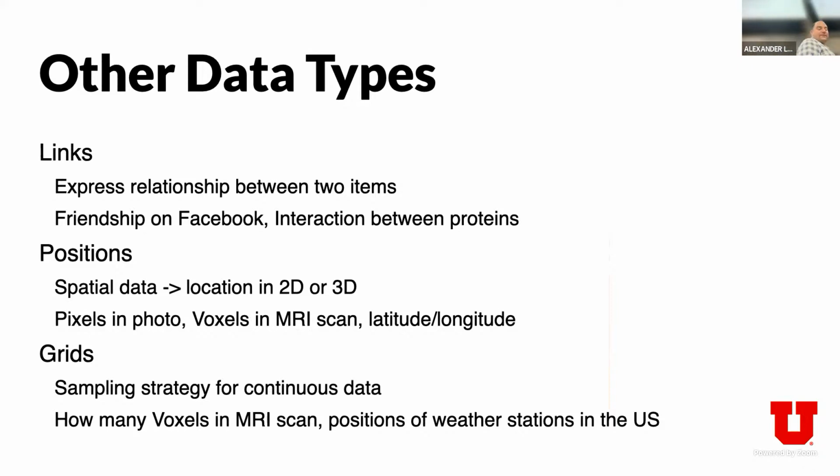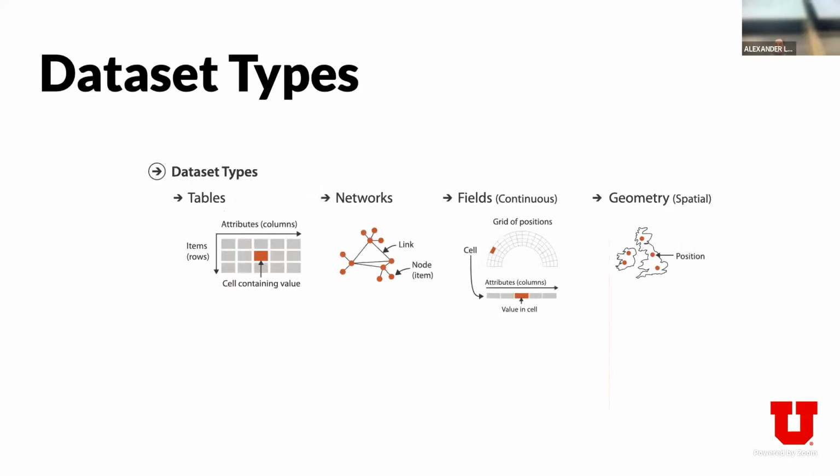And then grids, we have the sampling strategy for continuous data. So for example, if we observe something like temperature in either a room or on the Earth or in a combustion engine, we have to sample this in some way. And we can do this with grids. And the questions are, how many voxels are there in an MRI scan, for example, or what are the positions of weather stations in the United States?